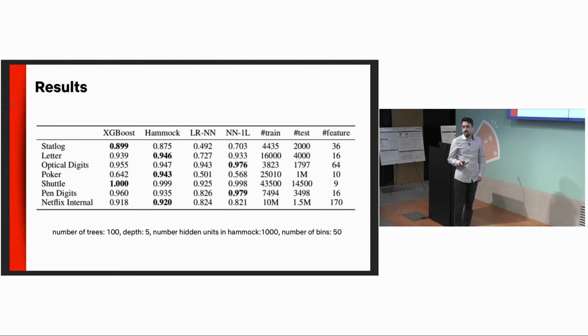In terms of performance, we compared it with XGBoost, logistic regression, and a simple one-layer neural network, and tested it on 6 UCI data sets that were small and one internal Netflix data set that was big. And it was interesting that this simple neural network was able to give competitive results to XGBoost, which was like 100 decision trees of depth 5.